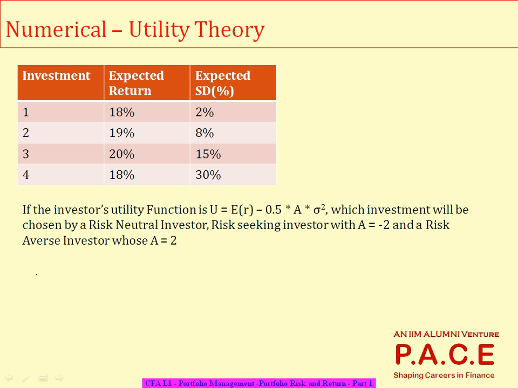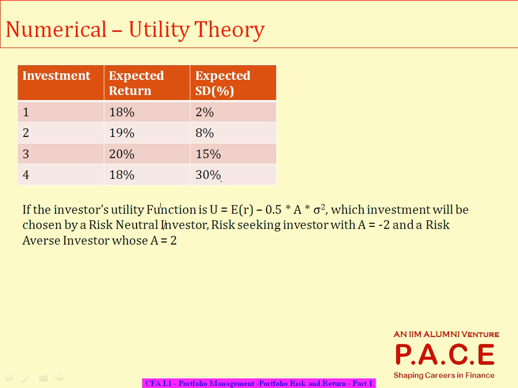If it is risk averse, I have a positive value for A. If it is risk seeking, I'll have a negative value for A. If it is risk neutral, I have 0 for A. Now, if I have to look at the same thing for different types of investors, let's talk about a risk neutral investor. Let's say these are the four investments that are available.